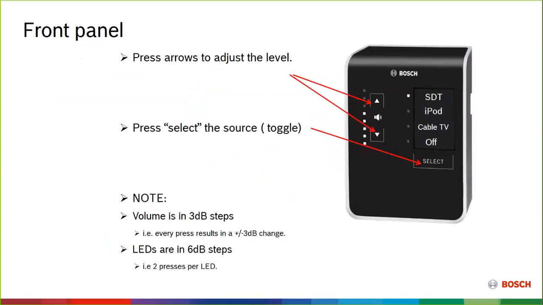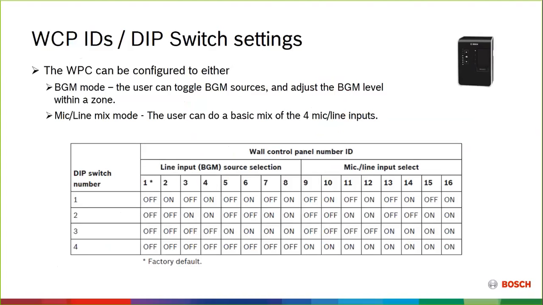Front panel, just showing you what it looks like. Again, I'm selecting my BGM sources, or I can select the zone they're going to, or what input. It can be a miniature 4-channel mixer if you wanted it to be. The only note there is that the volume buttons are in 3 decibel steps, as with most items, but the LEDs are in 6 decibel steps, so 2 volume presses up, 1 LED will light up. Just as a note. And as I mentioned, same as the call station, we have dip switches, but you can, of course, duplicate them to have them control the same thing.